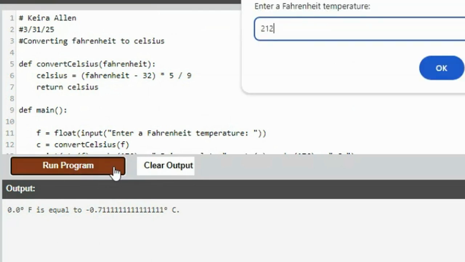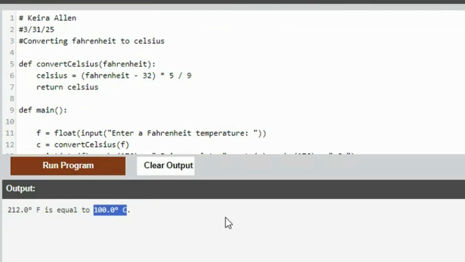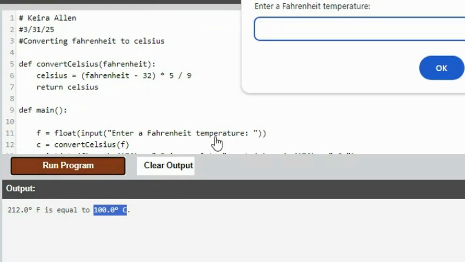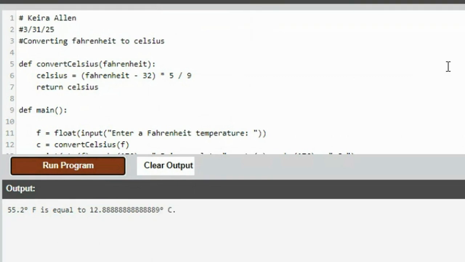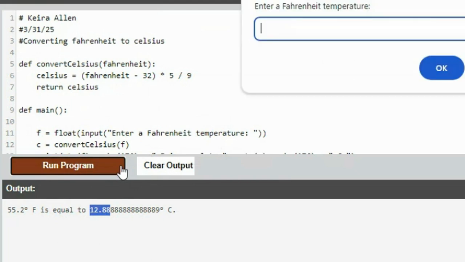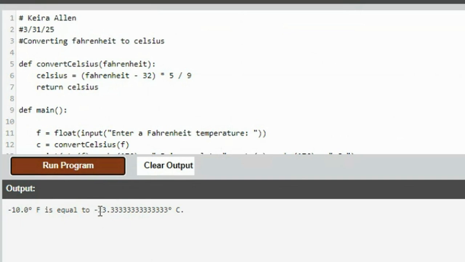Try 212. Now it says it's 100 degrees. But we should also test it with like 55.2. Doesn't have a problem with 55.2. That's the same as 12.8. Let's do, if it gets down to negative 10 degrees, what is that Celsius? That's negative 23 degrees Celsius. See, testing is trying to make it break the program, make it not work. So you should test it with negative numbers or 0 or anything along those lines.